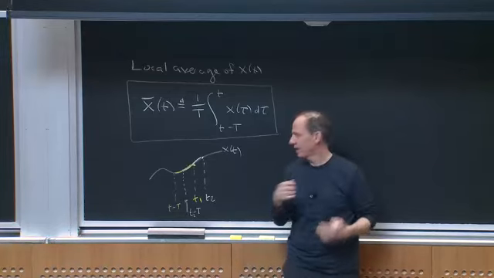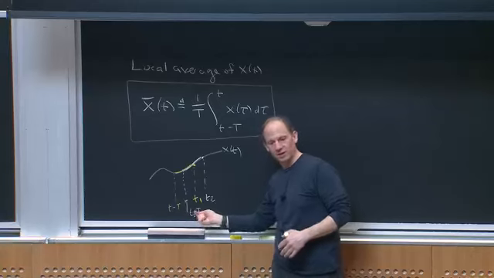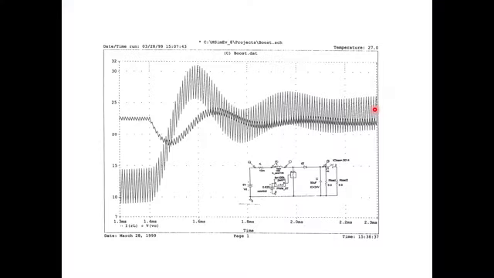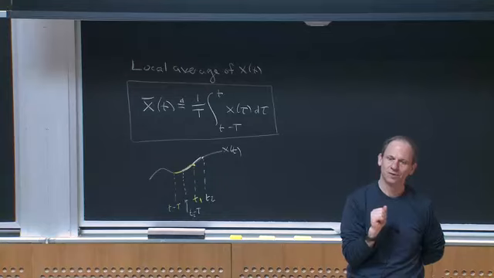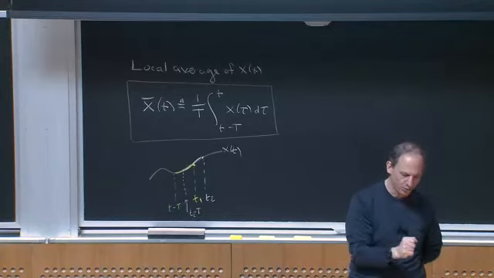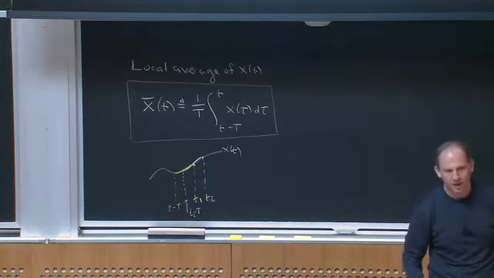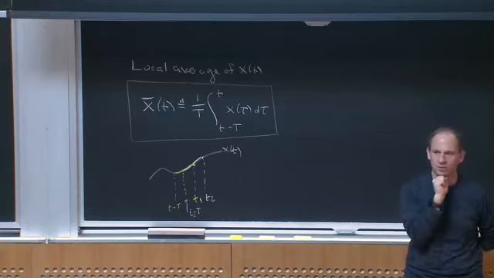Well, because if I set capital T to be my switching period, I can look at what the average of this variable is over one switching cycle, okay, at any point in time, all right? And we can think of this as basically tracking the low frequency variations and rejecting the switching ripple. Okay, we can think about it qualitatively and we can think about it quantitatively. Okay, any questions about the idea or what we want to do with this operator?